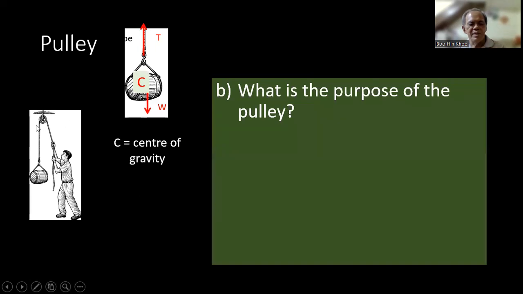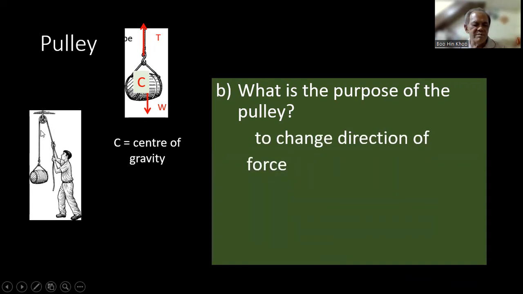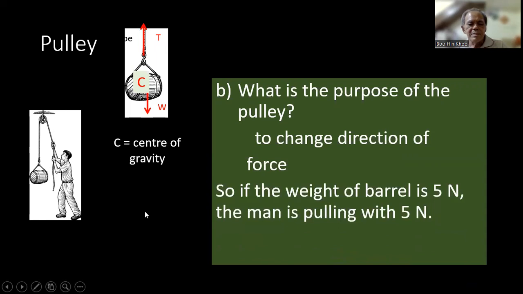What's the purpose of a pulley? To change the direction of the force. Instead of pulling it upwards there, you can pull it downwards there. So if the weight of the barrel is 5 Newton, the man is pulling with 5 Newton, if the barrel is held stationary or moving with constant velocity.